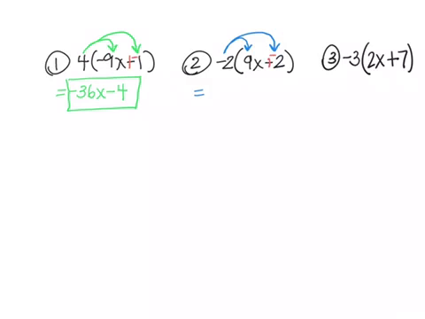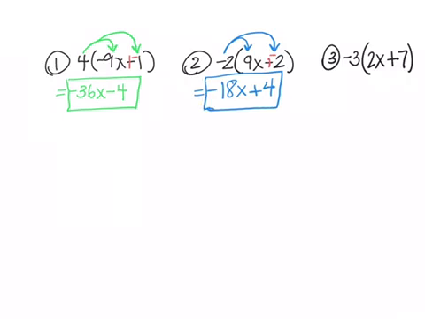So negative 2 times positive 9x, so different signs makes my answer negative. 2 times 9 is 18, and then we're going to keep that x with it. And then here I have a negative 2 times a negative 2. A negative times a negative, so same signs, that becomes positive. And then 2 times 2 is 4. So this is your simplified expression.